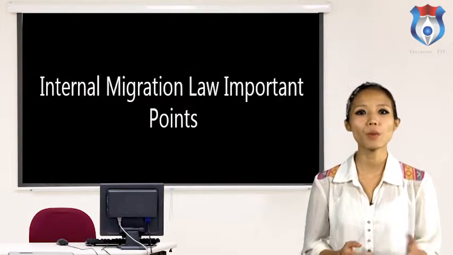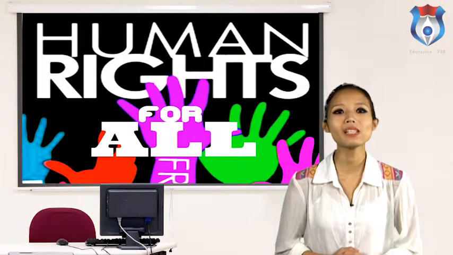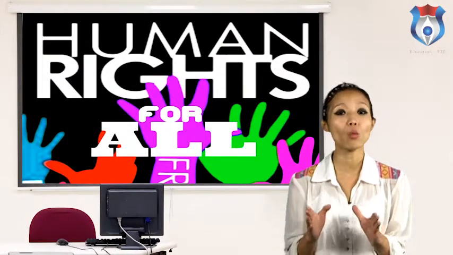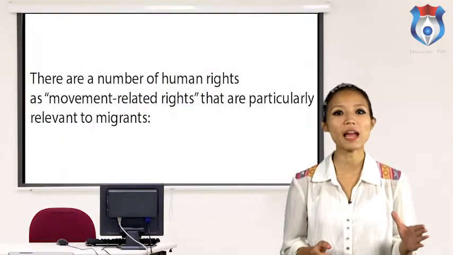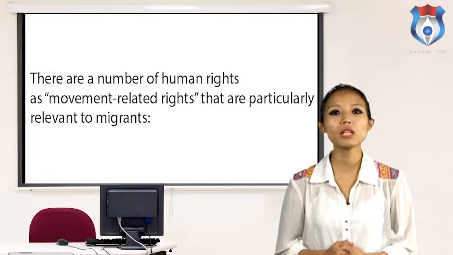International migration law important points. Internationally accepted human rights impose limits on what a state can and cannot do to persons within its territory. There are a number of human rights known as movement-related rights that are particularly relevant to migrants. International human rights treaties generally include a non-discrimination clause which provides that states must ensure human rights to all people within their territory without making distinction of any kind, including race, color, sex, language, religion, political or other opinion, national or social origin, property, birth or other indicators of status.